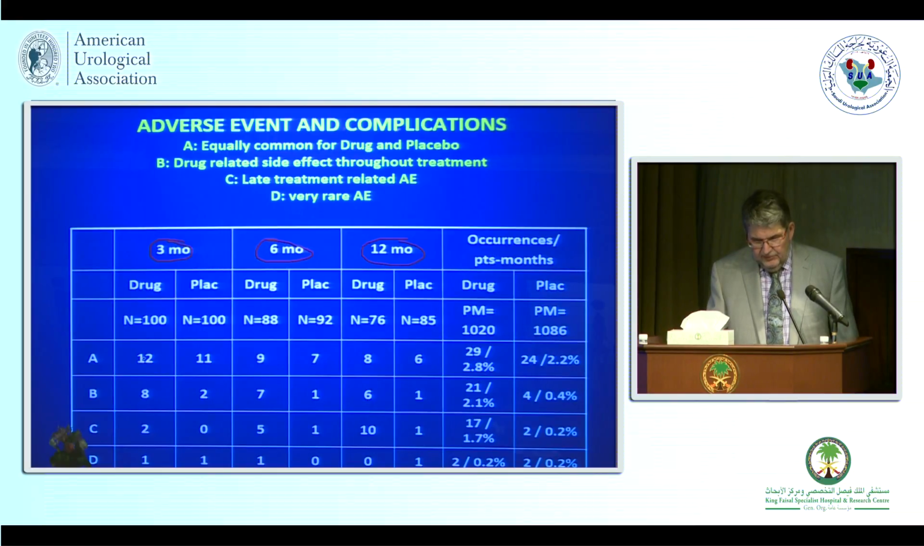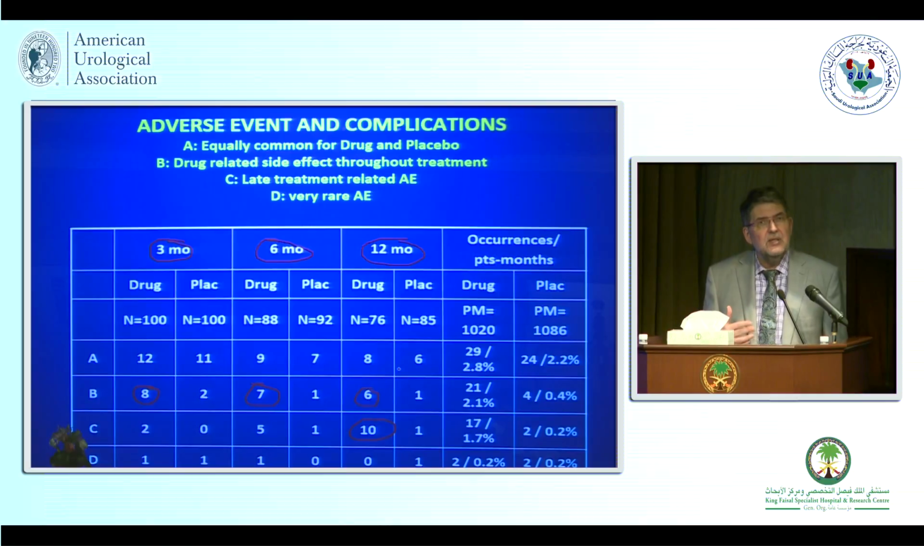So when you look at this, for example, you can see that some of the side effects, like for example A, there is the same number that takes place in the drug and placebo groups throughout the 12 months of the trial. But here, for example, B, the drug arm has early on some side effects, and then at 6 months some side effects, but the placebo arm has none. So it's clearly a drug-related side effect that is persistent. And then there are some side effects that come on late, as shown here, and other side effects that are just very rare with both drug and placebo arms.